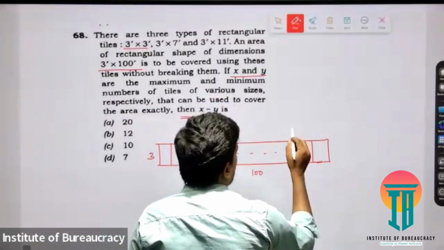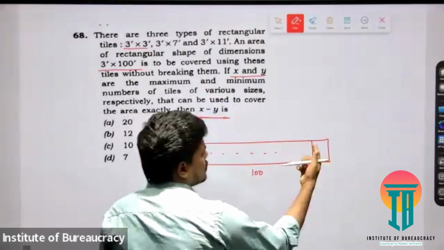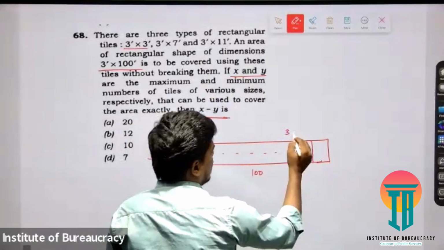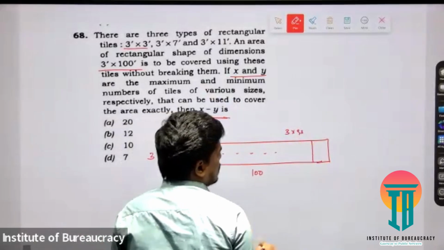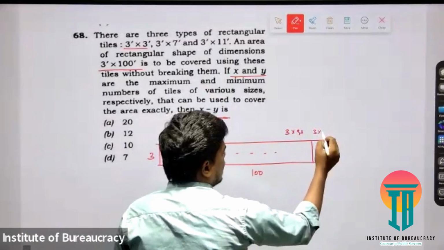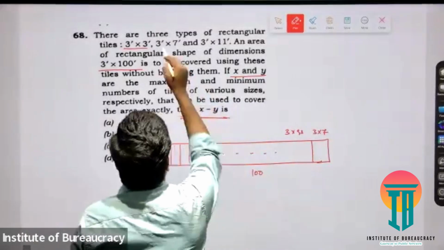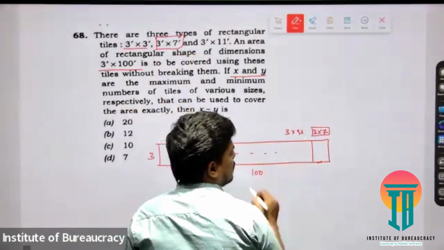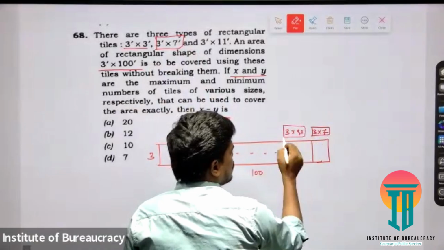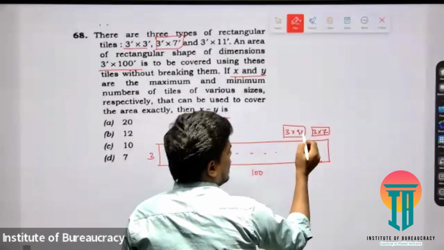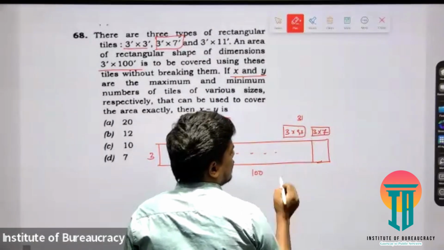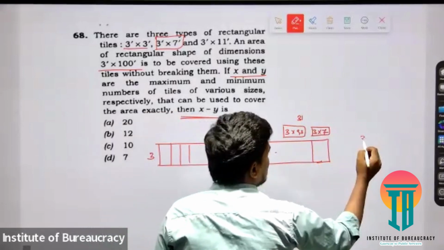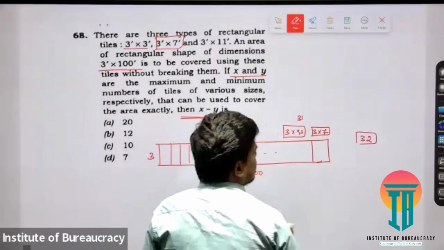Therefore, I can go with 3 into 96. Then 4 would remain, which is also not possible. Therefore, I use 3 into 93. What is remaining? 3 into 7 is remaining. One 3 into 7 tile I can use. In 93, how many threes are there? 31. So 31 plus 1, 32 tiles maximum I can use.